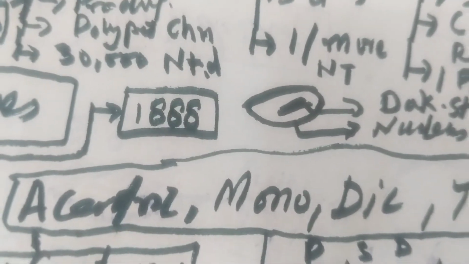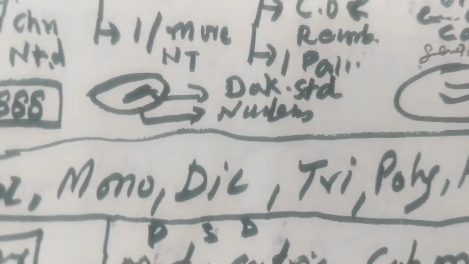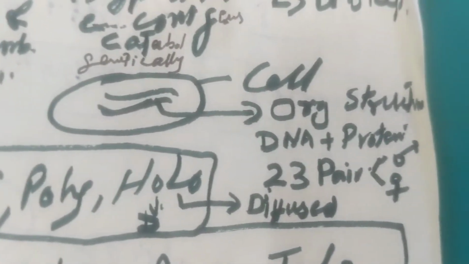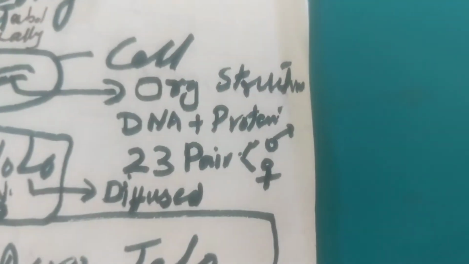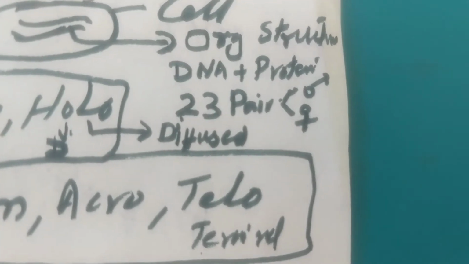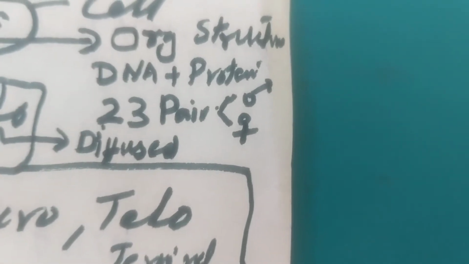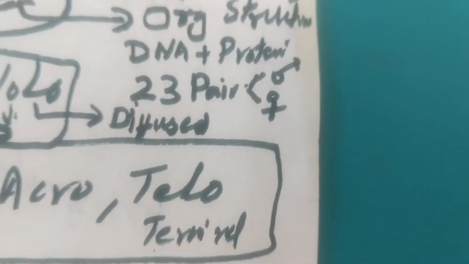Then next is the chromosome. The term chromosome was first used by Waldeyer in 1888. According to Waldeyer, a chromosome is a dark stained body found in the nucleus. Thus, it is an organized structure of DNA and protein in a cell. In human beings, there are 23 pairs of chromosomes. In each pair, one chromosome is from the male and the other is from the female parent.